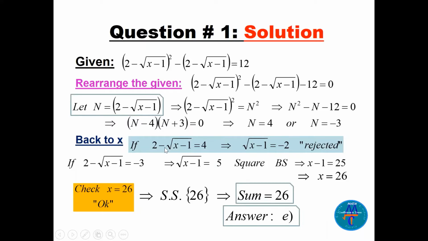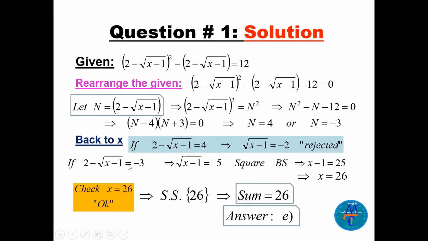Now 2 minus square root of x minus 1, this is n, is equal to 4. Right? Take the 2 to this side, it will be minus 2. See, this is a positive number, it cannot be equal to a negative number. So that's rejected. Now, suppose you did not pay attention. You square both sides here: x minus 1 is equal to 4. And then you have to check. Again, it will be rejected.